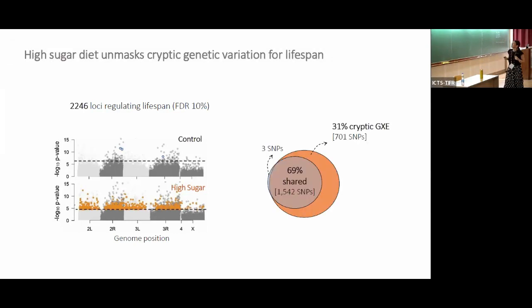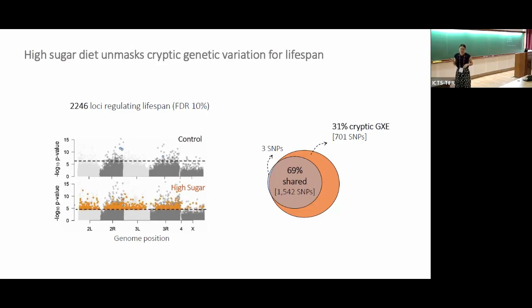Good. So just a way of summarizing this, to bring the point of the cryptic genetic variation: if these were all the loci we found, 70% of them, the gray dots, are shared. These are my universal lifespan alleles, let's say. But we find this really interesting number, which is 30% of loci that we were only able to map in one condition, in this case, in the stressful condition that is high sugar.